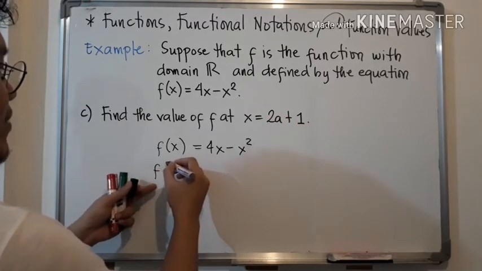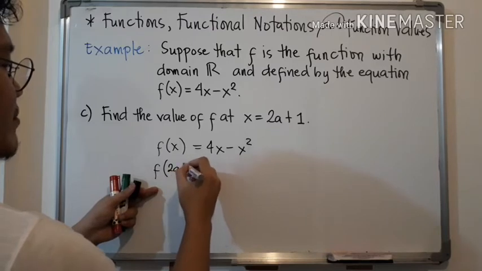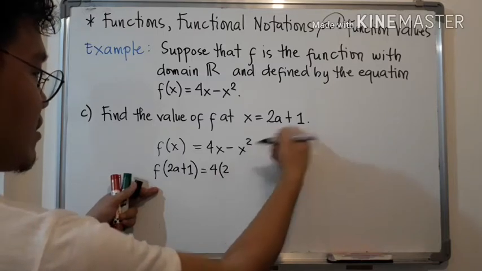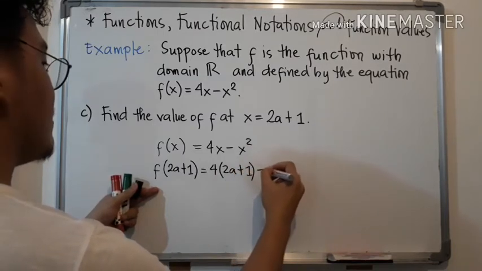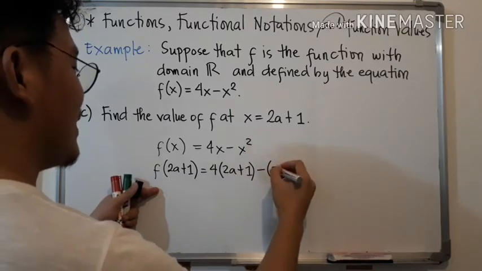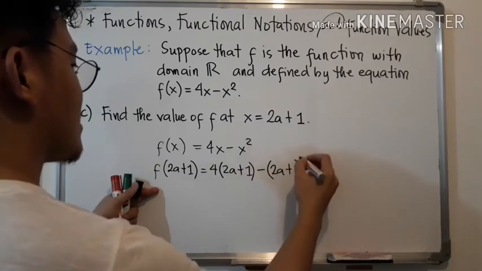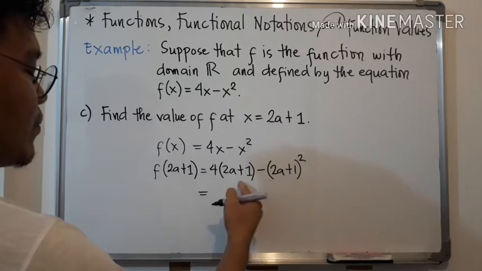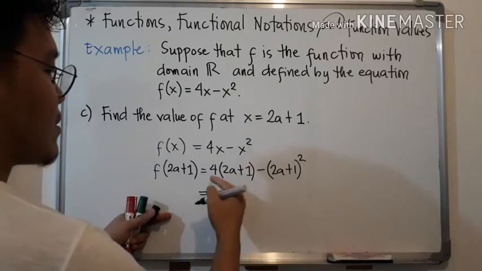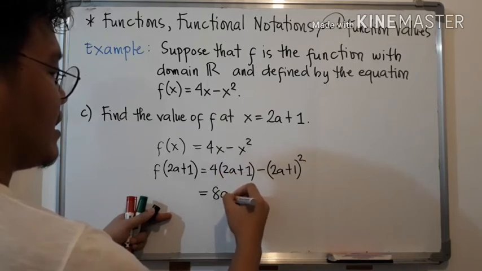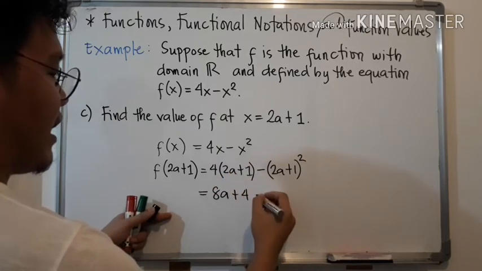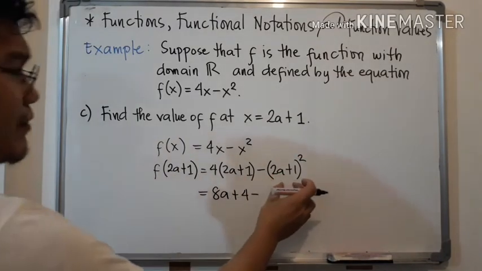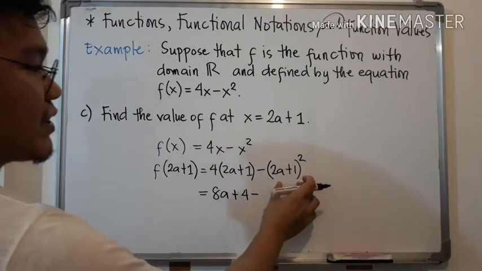Therefore we have the function value at 2a plus 1 is equal to 4 times the expression 2a plus 1 minus, again, the expression 2a plus 1 raised to the power of 2. Then, for the first term, we will apply distributive property. So we have 4 times 2a is 8a, 4 times 1 is 4, and on the second term, we first simplify this using square of binomial.